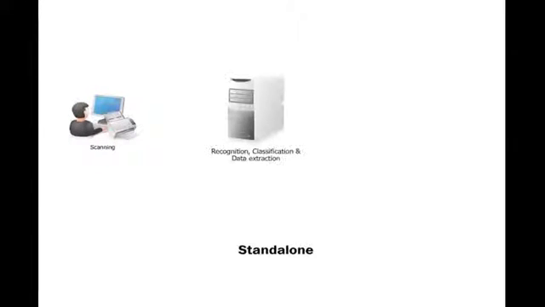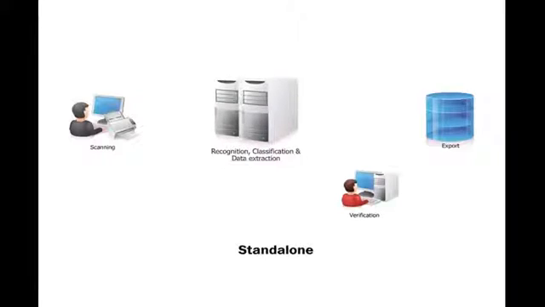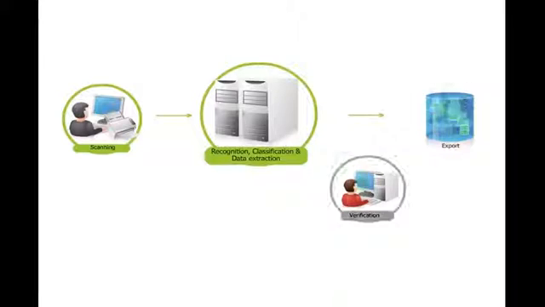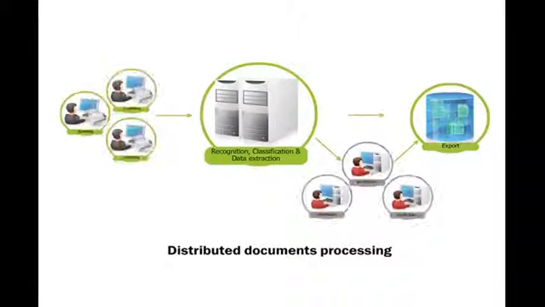ABBYY Invoice Processing Solution is available in two types of installation, standalone and distributed. The standalone installation is best for small and medium-sized businesses. It is capable of handling from 1 to 3,000 pages per day and requires only one operator. The distributed installation is the best choice for large enterprises and government projects which need to process more than 3,000 pages per day. Several operators are involved in processing.